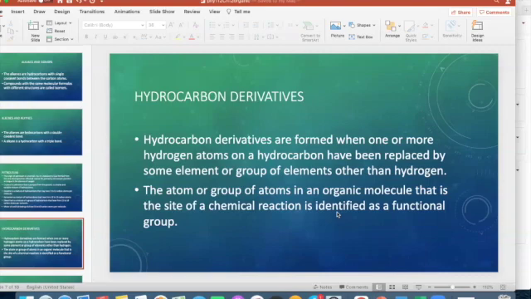So hydrocarbon derivatives. Hydrocarbon derivatives are formed when one or more hydrogen atoms on a hydrocarbon have been replaced by some element or group of elements other than hydrogen. So the atom or group of atoms in an organic molecule, again, organic means carbon-based, that is the site of a chemical reaction is identified as a functional group. So the hydrocarbon derivatives are just formed when hydrogen atoms on a hydrocarbon have been replaced by some element or group of elements other than hydrogen.